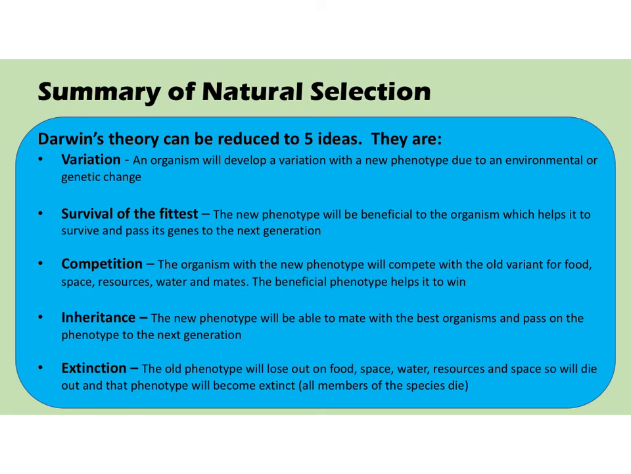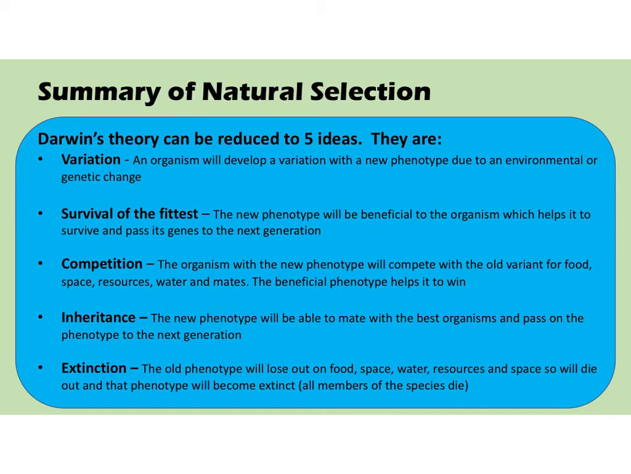So this is a summary of how Charles Darwin used the theory of natural selection. His ideas were reduced to 5 things. They are variation, survival of the fittest, competition, inheritance, and extinction. So we'll talk through each of these now.